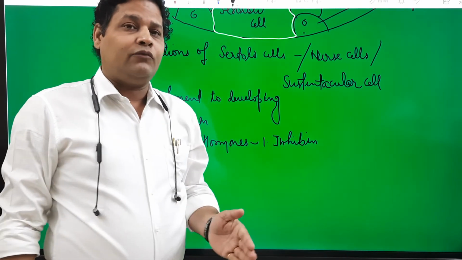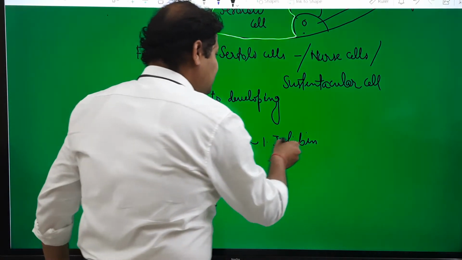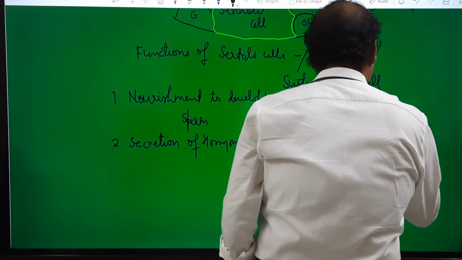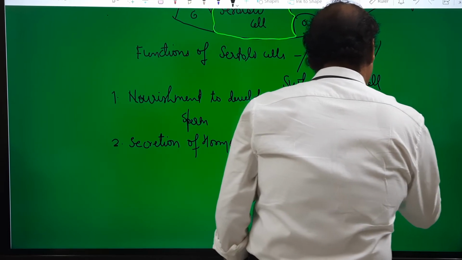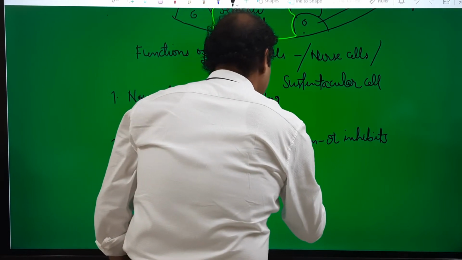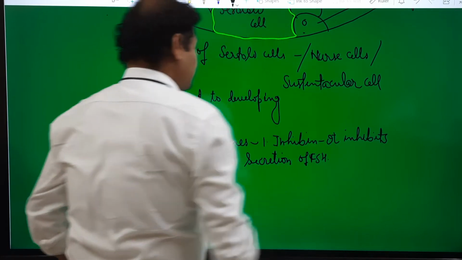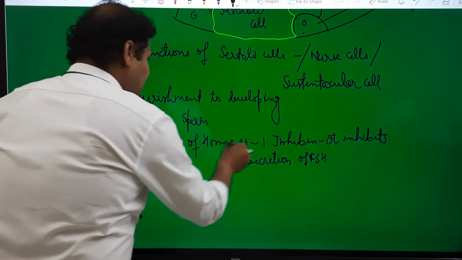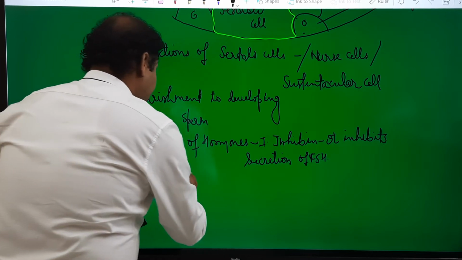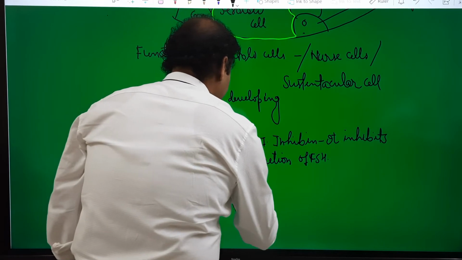This hormone has a negative effect on FSH. It inhibits secretion of FSH. And the second hormone which comes from the Sertoli cell is AMH, a very important hormone. AMH, anti-Mullerian hormone.